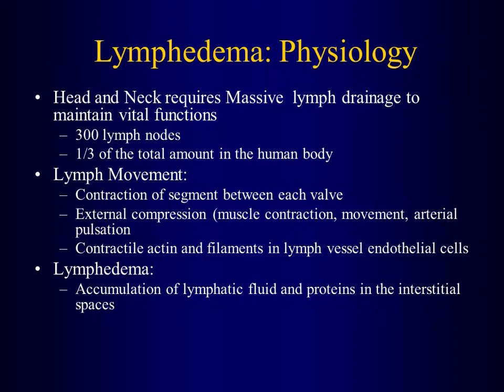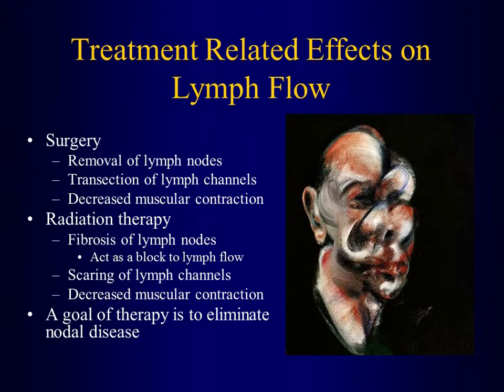Lymphedema occurs when you have accumulation of lymphatic fluid and proteins in the interstitial spaces, and that happens when the capacity for lymph drainage is overwhelmed by lymph delivery. There are a number of circumstances within the head and neck patient population where that happens. One is when patients undergo surgery, so they have removal of lymph nodes and transection of lymph channels. And in the postoperative setting, you also get decreased movement and decreased muscular contraction, which diminishes lymph flow.